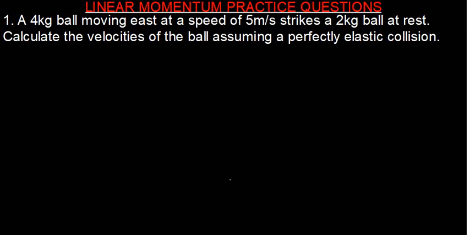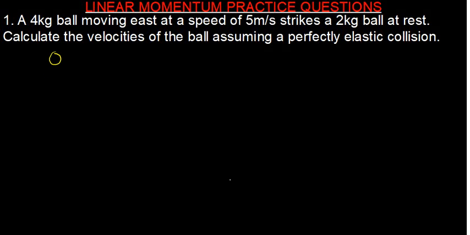In this video, we're going to go over some linear momentum questions. The first question has been given a 4 kg ball which is moving east at a speed of 5 meters per second, which strikes a 2 kg ball which is at rest. So the scenario given, we have got a 4 kg ball.